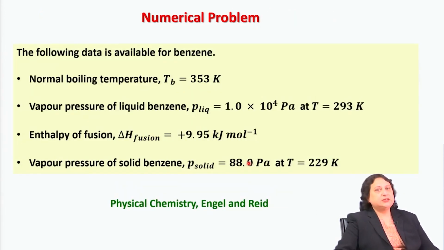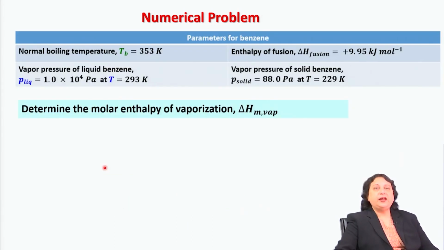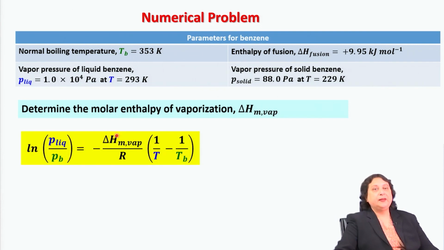Okay? So, sometimes there will be a lot of data given to you, like the normal boiling temperature for the solvent benzene that I have shown here, the vapor pressure of liquid benzene, enthalpy of fusion and the vapor pressure over solid benzene at given temperatures. Now, I am going to use this data to find out, let us say, the molar enthalpy of vaporization of benzene. So, where shall I start from?